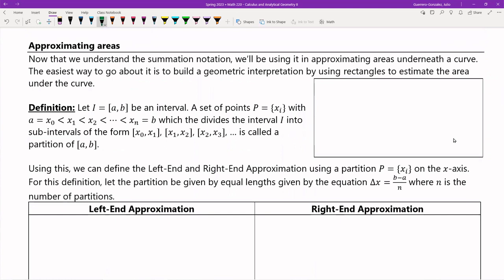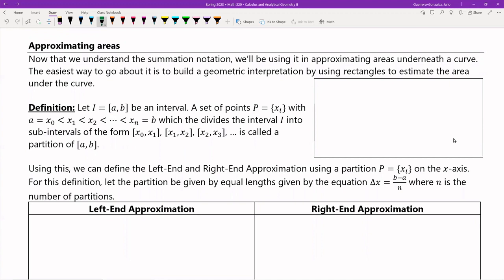Now what I want to do is develop what we're going to use that summation for. The reason we have that summation is for us to approximate areas. If you remember from Calc 1, the last thing we were trying to do was approximate the area under a curve. That's what the integral was. So I'm going to start with the development from the beginning, and in order to do that, I need to define what's called a partition.